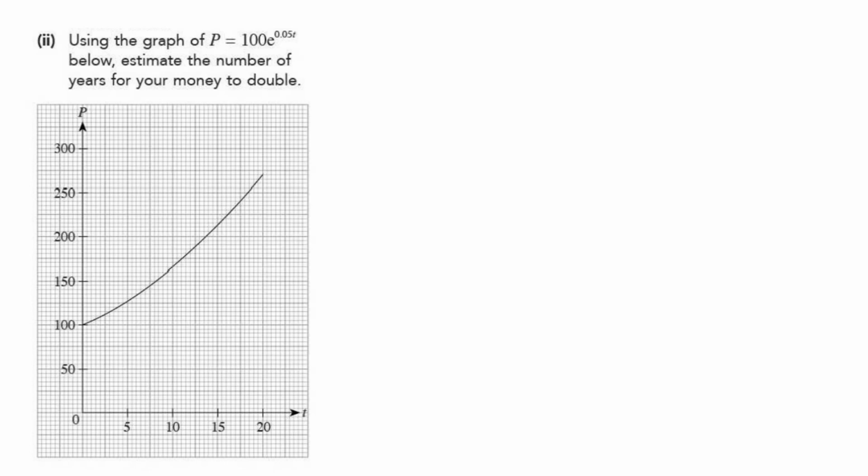You're asked to use the graph given to estimate the number of years for your money to double. Your initial amount of money is $100, so for it to double means you'll become $200. From the graph you can just draw a horizontal line, touch the curve, and then draw a vertical line. This is very bad, let me try to draw a vertical line. And then it's estimated to be 14.